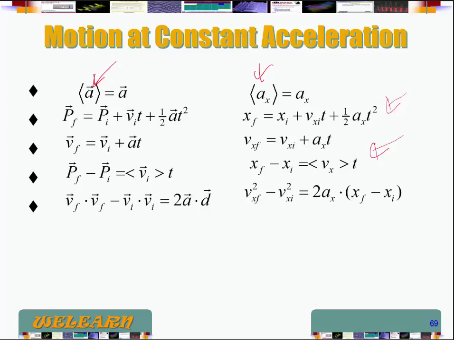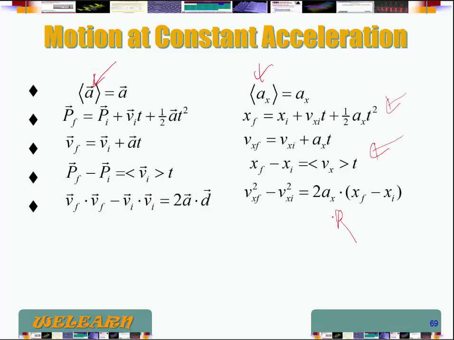This is a general displacement equation: xf minus xi is average velocity times time. And then this nifty equation, vf squared minus vi squared is equal to a times the displacement, which is xf minus xi. We can use that equation when we don't know the time.